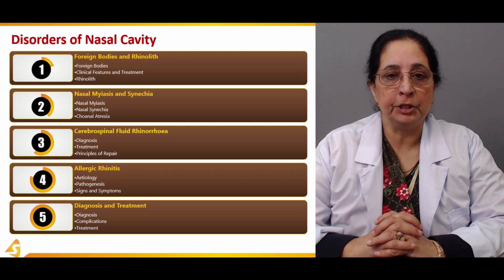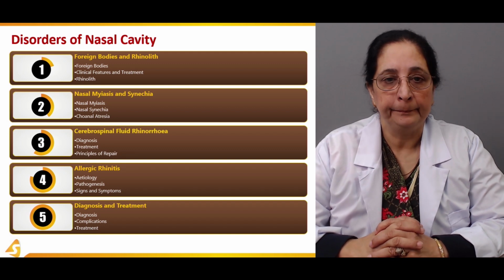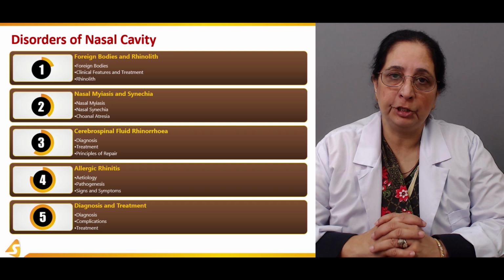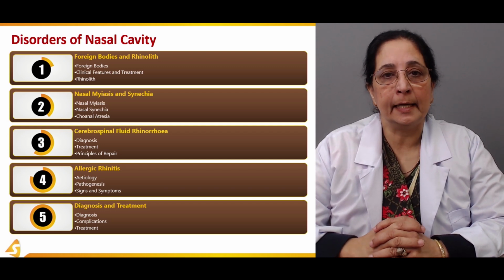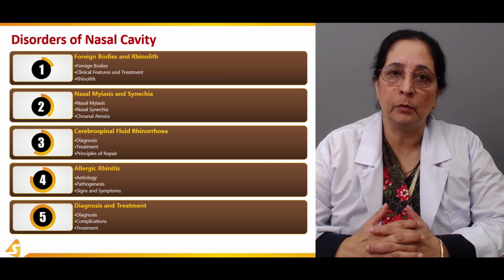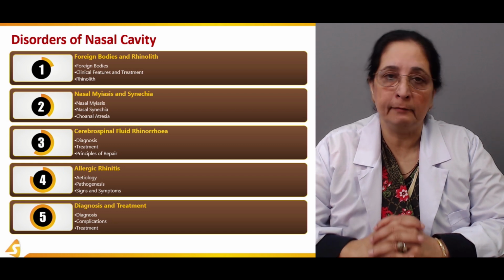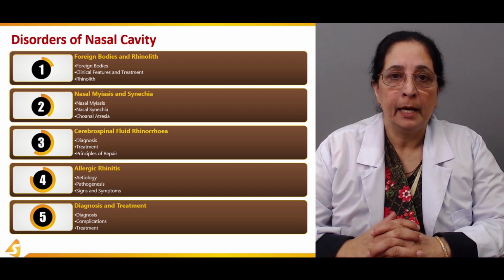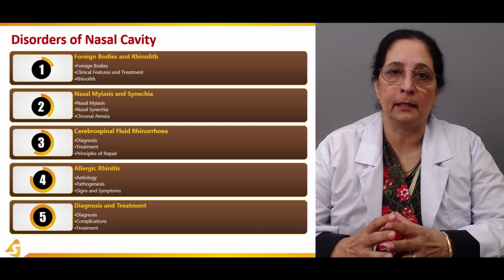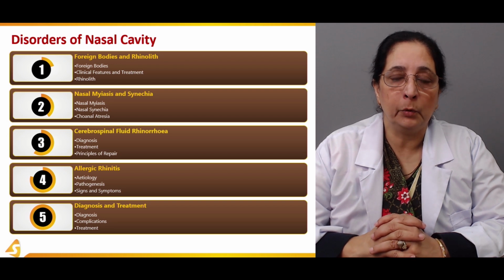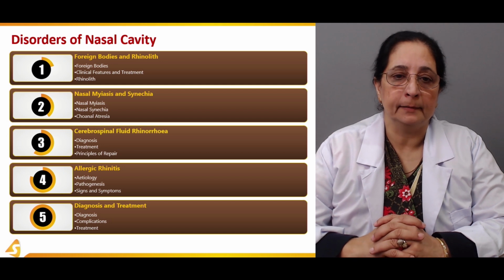Then in the second section we will talk about nasal myiasis and synechia. And what's the definition of nasal myiasis? What's nasal synechia? How they develop, how they form, and how they present and are treated. All that we will cover in the second section. And besides myiasis and synechia, we will also talk about choanal atresia and how it presents and is treated.